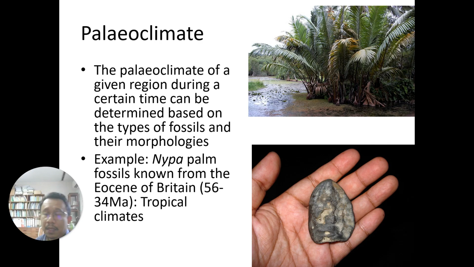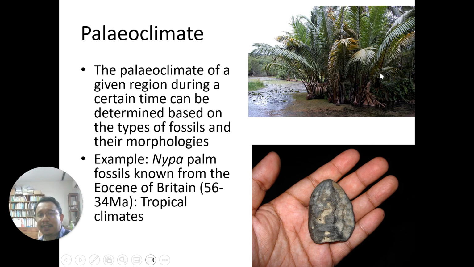Okay. Another thing that fossils can tell you is paleoclimate. How was the climate during that time? Because we know that some organisms prefer to live in certain habitats, in certain climates, right? So the paleoclimate of a given region during a certain time can be determined based on the types of fossils and their morphologies.